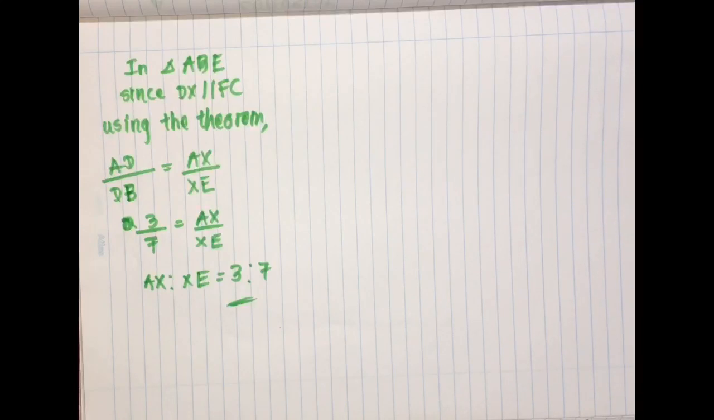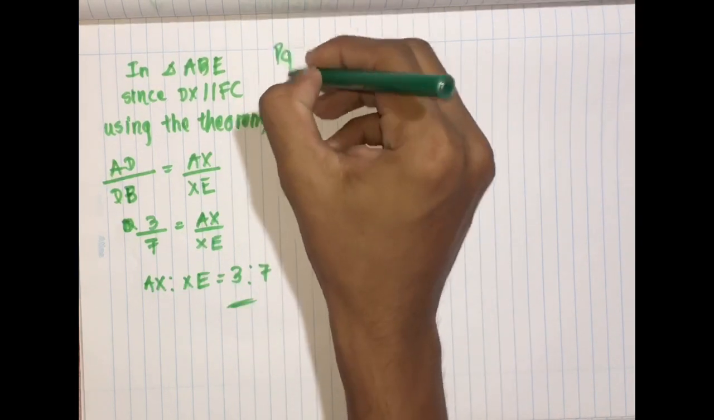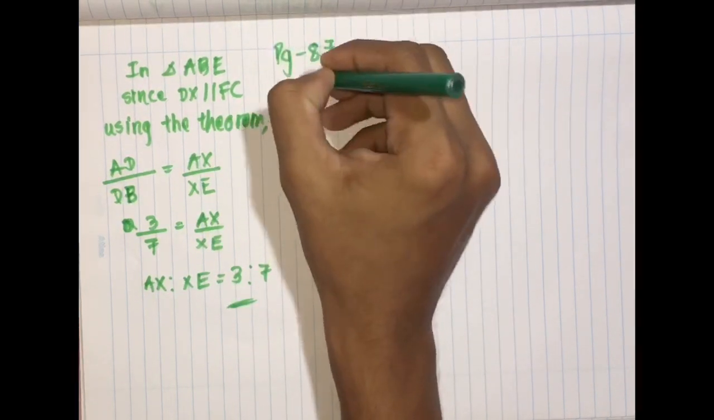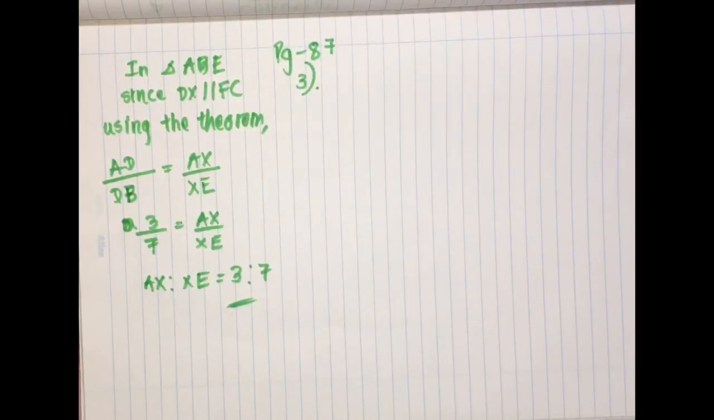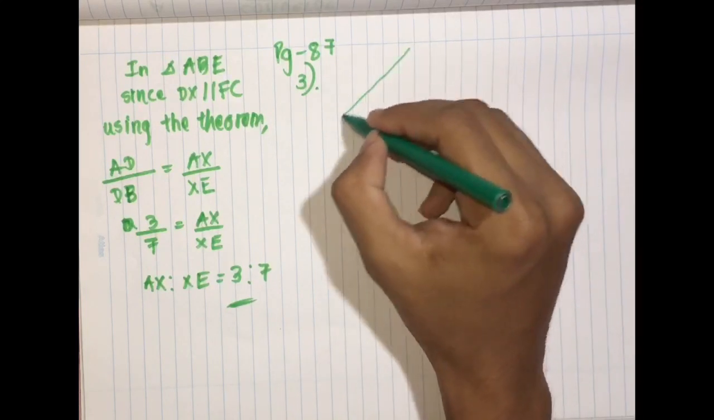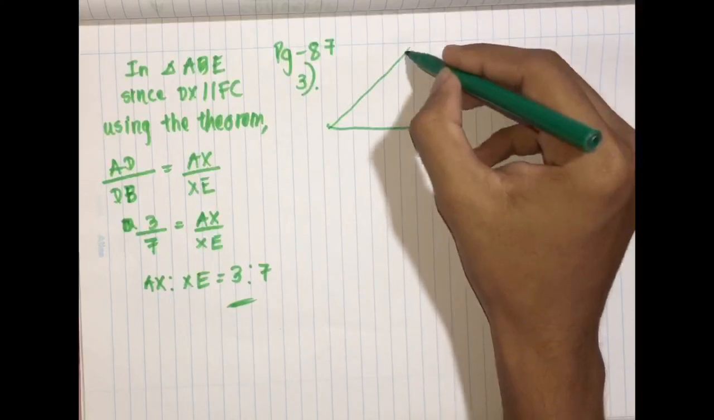Now since you know the converse of the theorem as well, let us move on to one more question. Let us discuss one question from the book, on page number 87, the third question. Now you have to prove some things here. The diagram is given. It's a bit complex diagram.